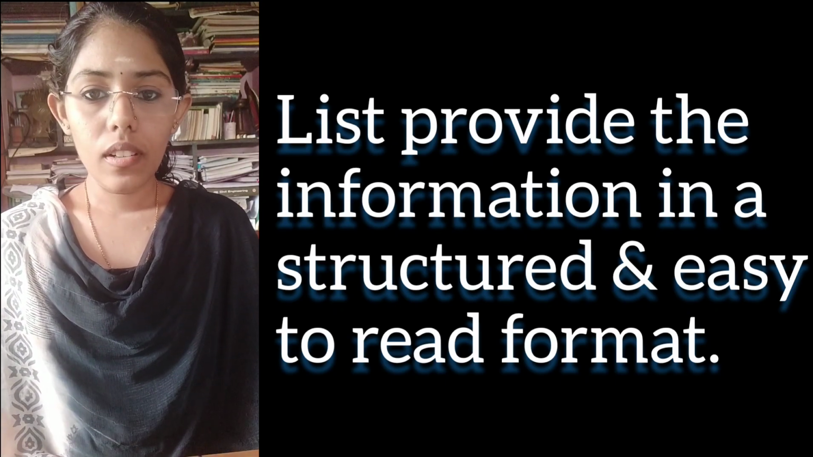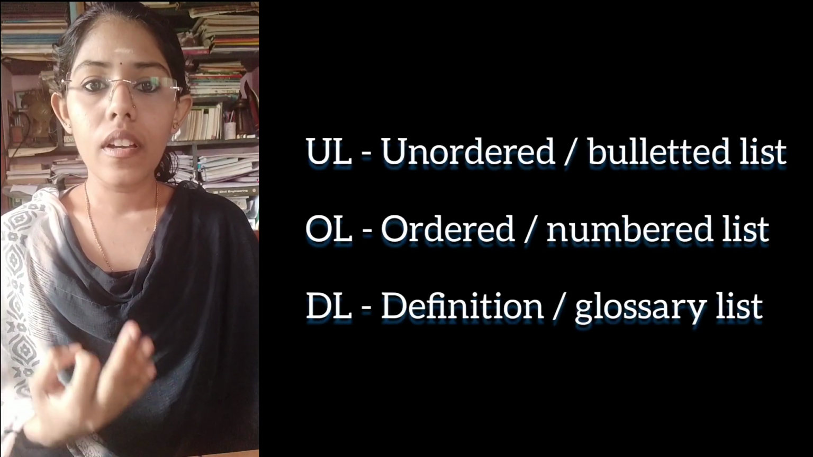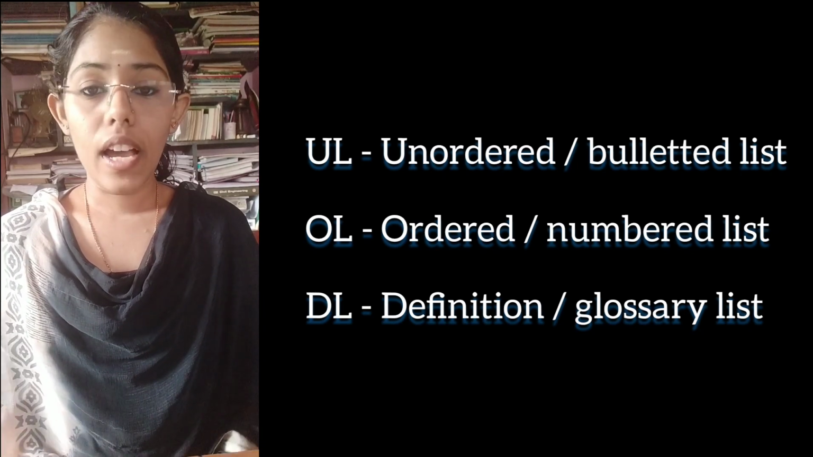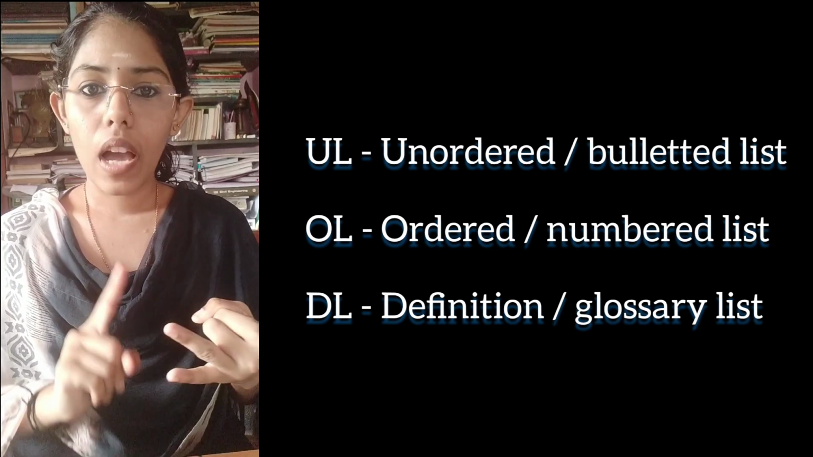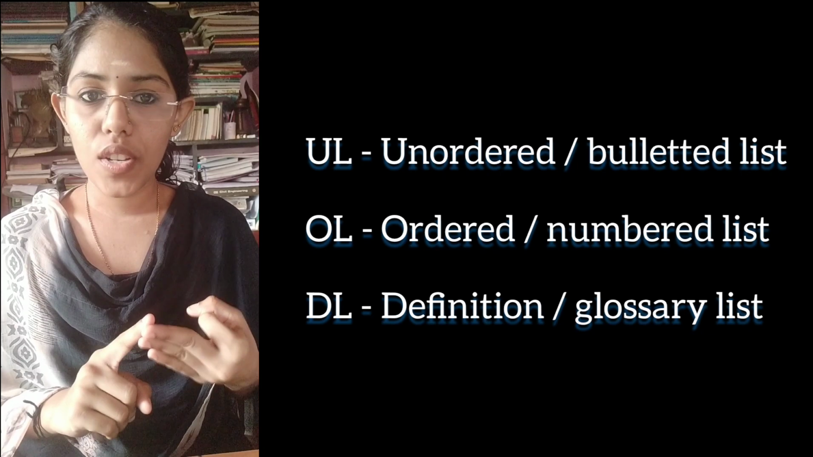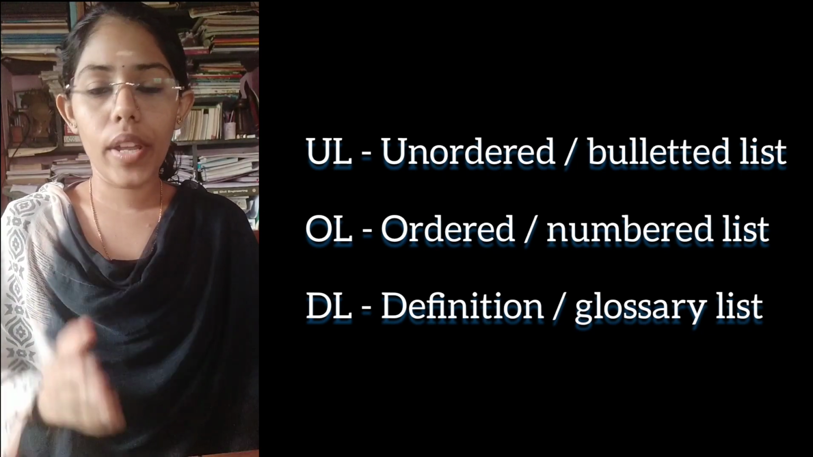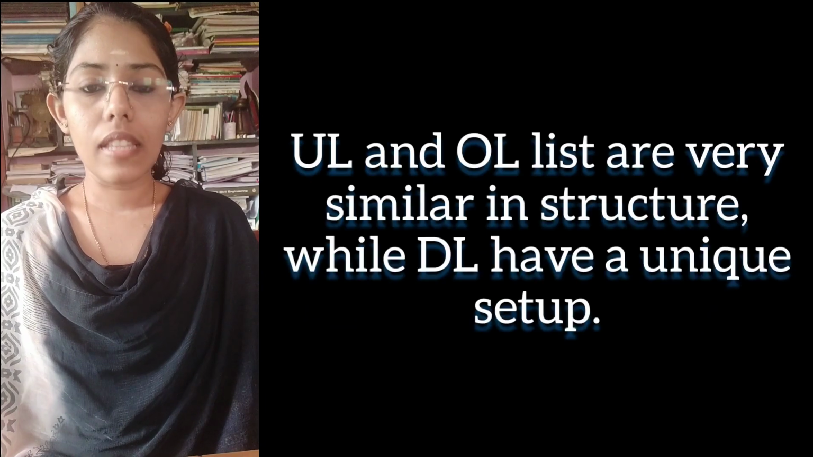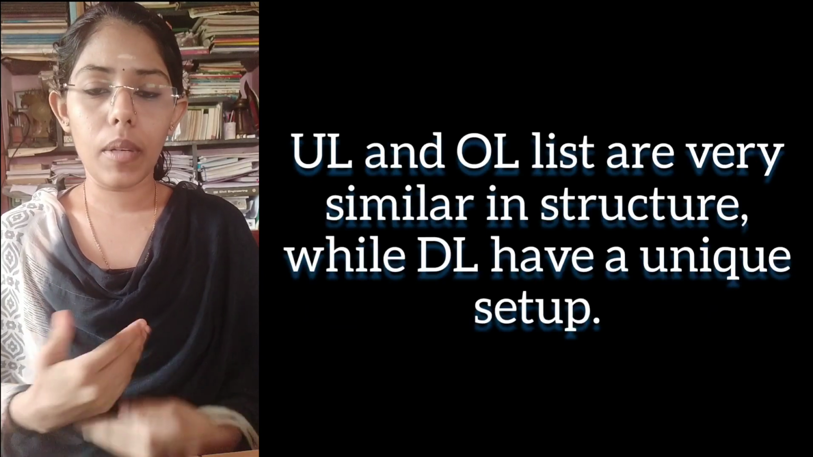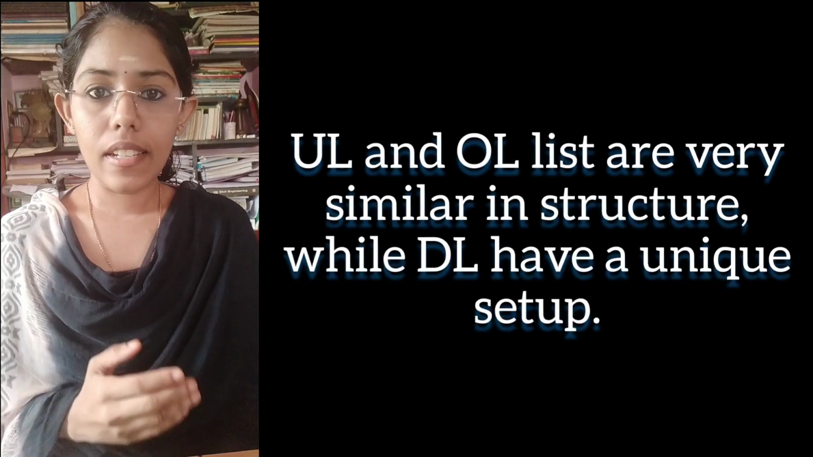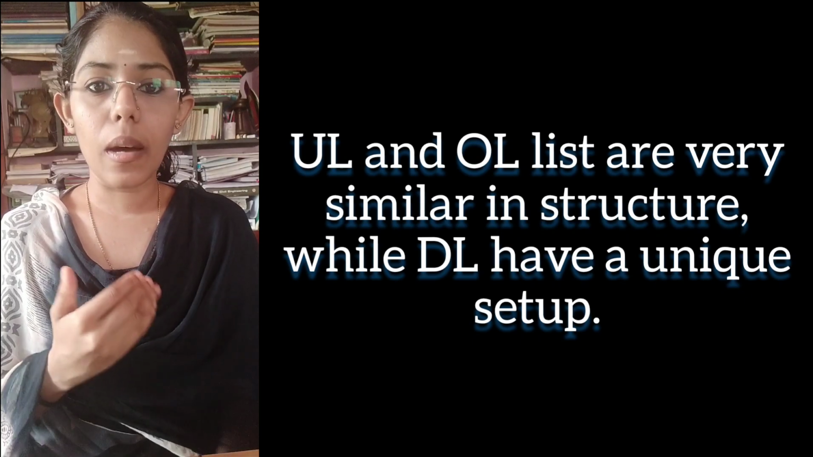Here we are going to learn about three different types of HTML list. So they are ordered list, unordered list and definition list. The structure of ordered and unordered list are very similar. We will be learning about these three lists in the upcoming modules. Let us see in detail how these lists are prepared using some examples.